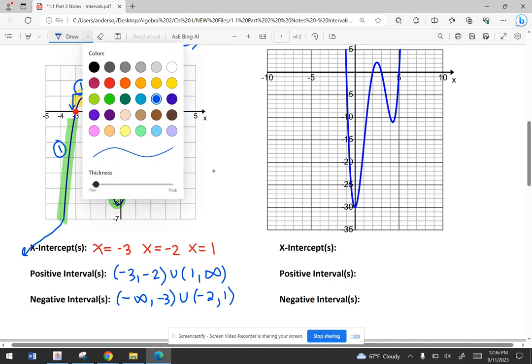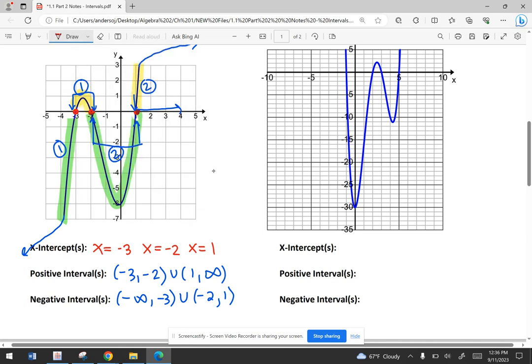Again, if you wanted to look at all of those sections written out, you would have -infinity to -3. You'd have a little section here from -3 to -2. You'd have a section from -2 to +1. And you'd have a section from +1 to infinity. So there's no gaps in the numbers. I'm going from this to this, this to this, this to this. I'm fluid all the way through.